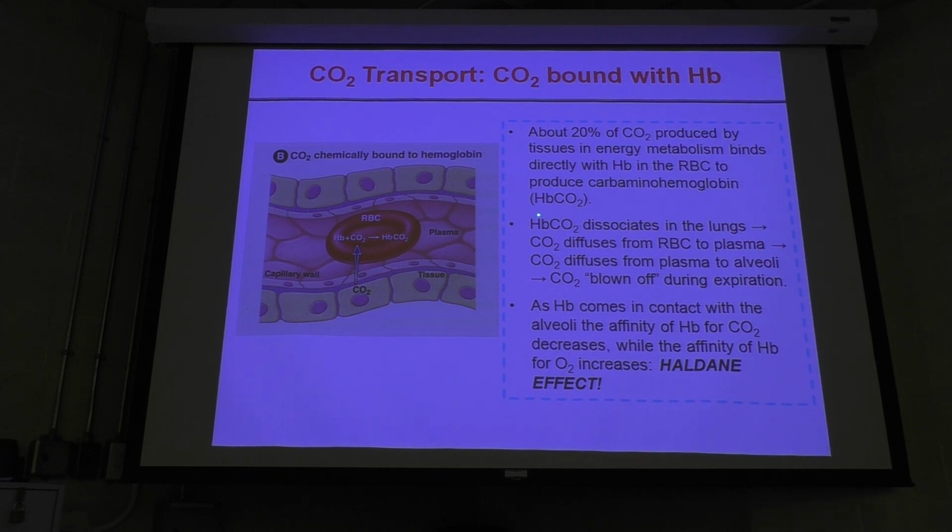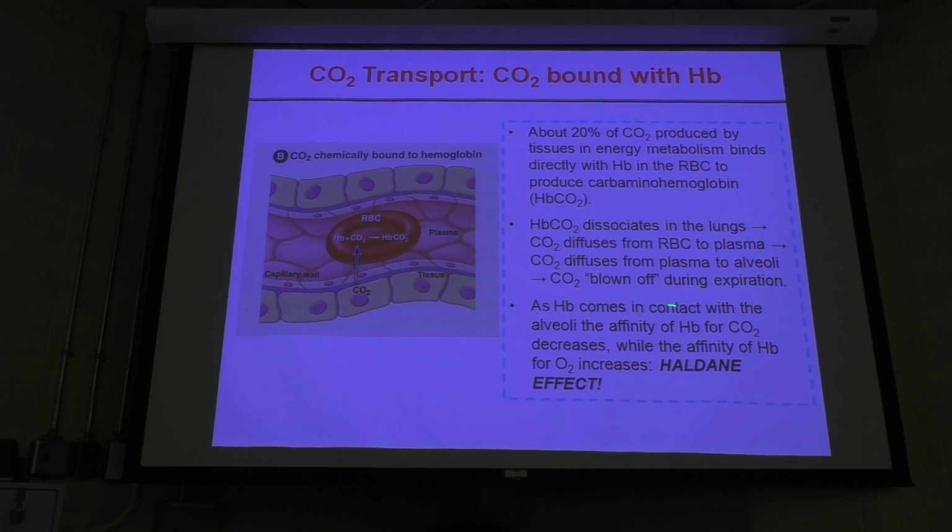And at the lungs, carbon dioxide will diffuse from the red blood cell to the plasma. Carbon dioxide will diffuse from plasma to the alveoli, and carbon dioxide will then ultimately be blown off. And again, this will occur because of the change in the partial pressure gradient that exists between the mixed venous PCO2 and the alveolar PCO2.